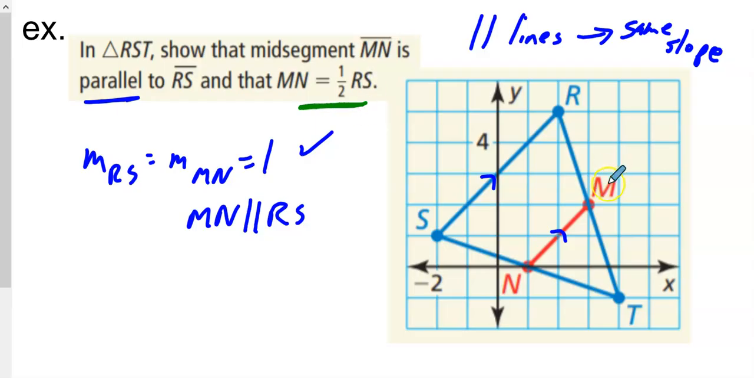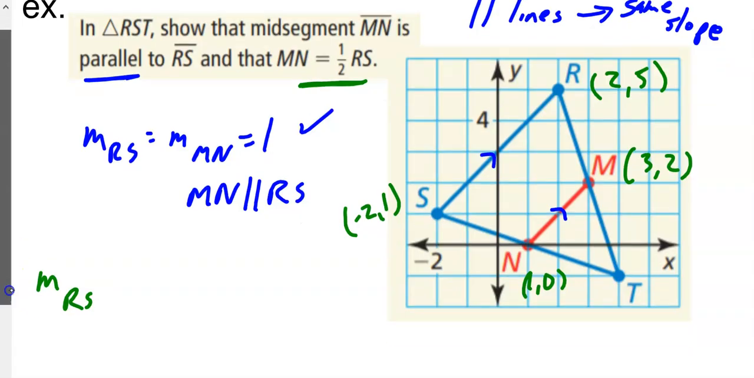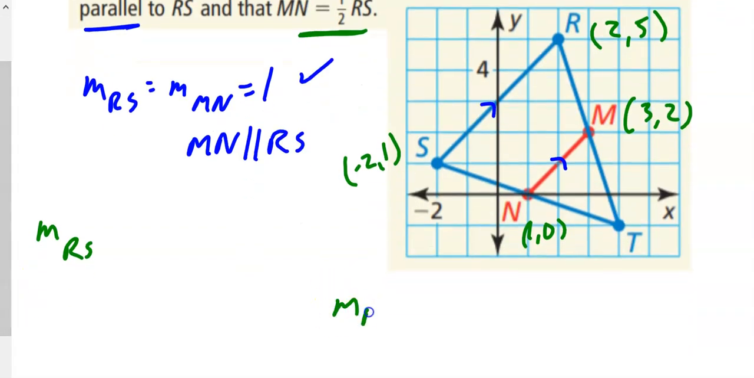We can easily find the ordered pairs of M, N, R, and S. So M would be (3, 2), and R would be (2, 5). N would be (1, 0), and S would be (-2, 1). Using the distance formula, we want to find the distance of RS and compare it to the distance of MN.